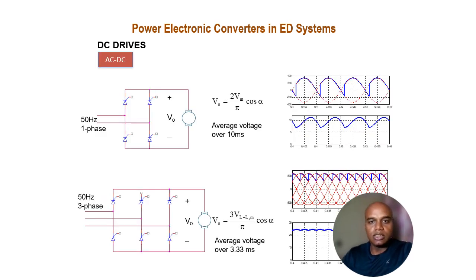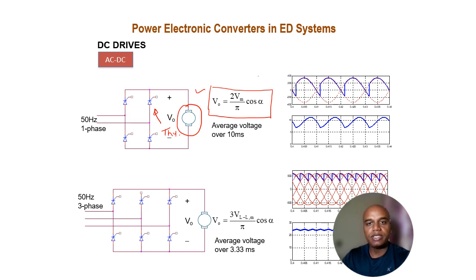Here I am just showing a circuit example. For the single phase rectification, the output voltage is 2Vm upon pi, cos alpha. This is the first case, where the conversion is happening from AC to DC through controlled rectifiers made from thyristors. And here we have the drive which we need to control. Here alpha is nothing but my firing angle.